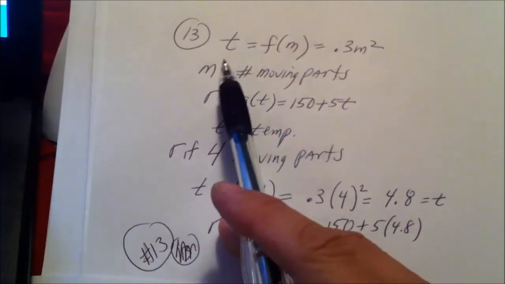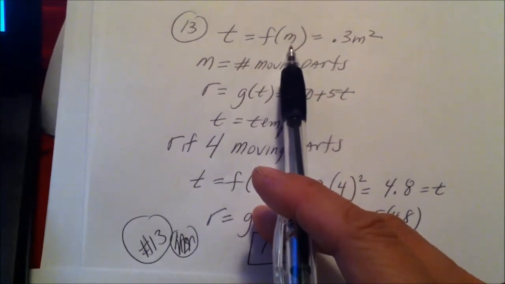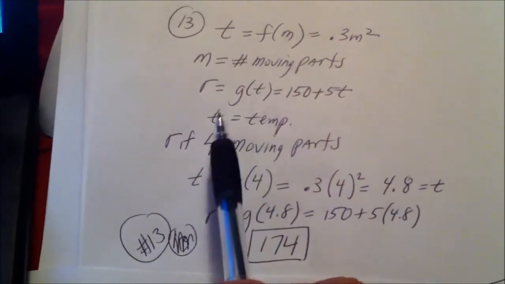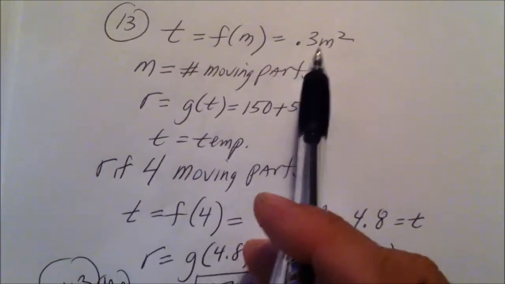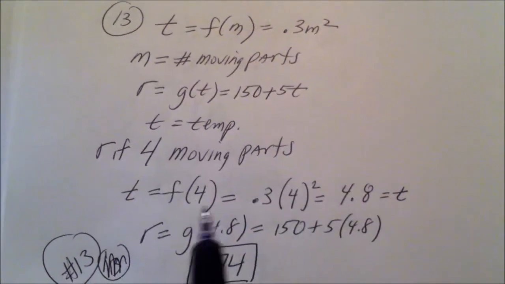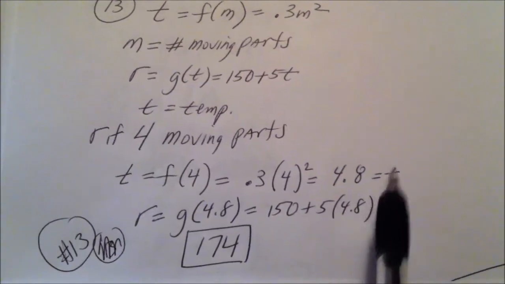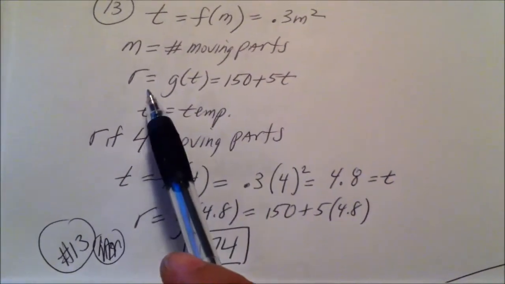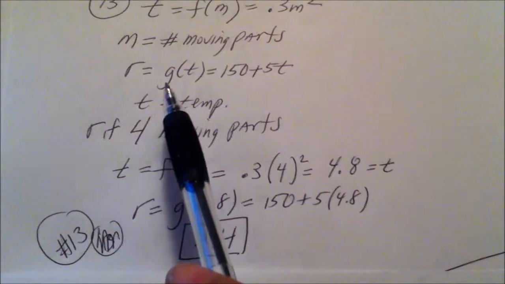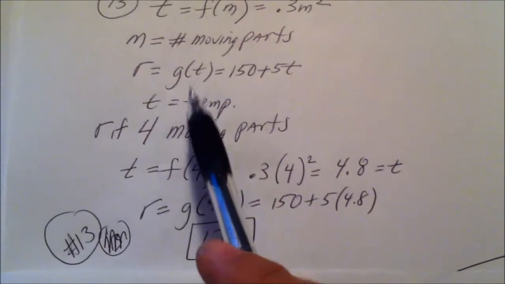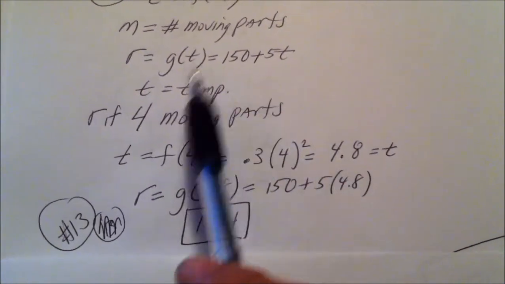These two equations. This one represents the temperature, and it's in terms of this m, which is moving parts. They tell me in the body of the question that the moving parts are 4. When I do f of 4, I do 0.3 times 4 squared, right here, and I get my 4.8. So that 4.8 really represents T, temperature. The second equation is, I think, resistance. What was it called? Yeah, resistance. So this resistance equation is in terms of T. The T I know is the 4.8, and that links in there.